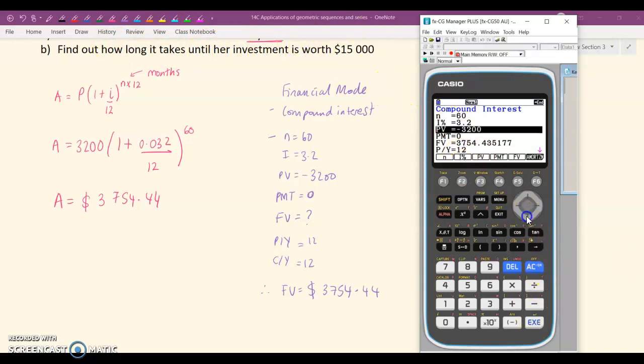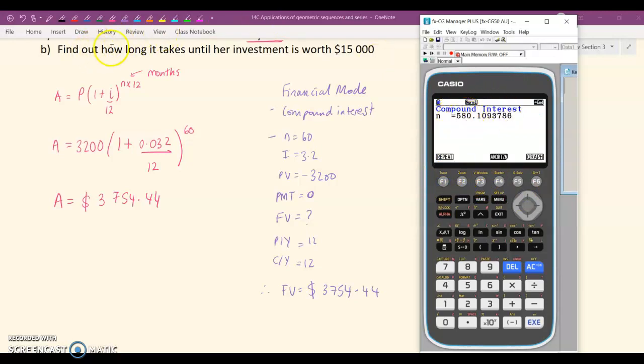So our I is staying the same, our present value is the same, monthly payments are 0, but our future value is now going to be 15,000, and positive 15,000 because it's going to be ours at that point. That's what we would make if we'd put this investment in place. Then our per year and compounding are still the same. We now are looking for our time period n, so we click F1 and we get told n is 580.